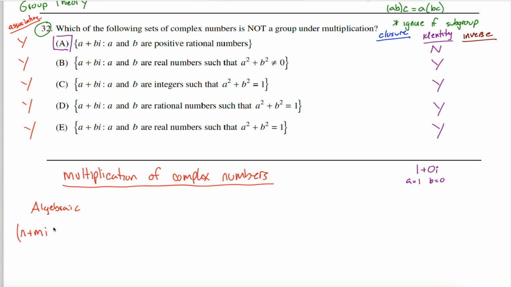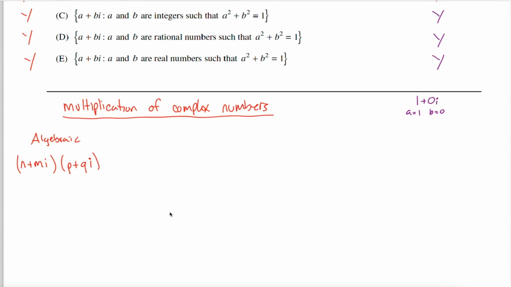And you have some other complex number like p plus qi. I really don't want a subscript. That's why I'm involving all these different letters. When I'm multiplying these two complex numbers together, I can just kind of think FOIL.